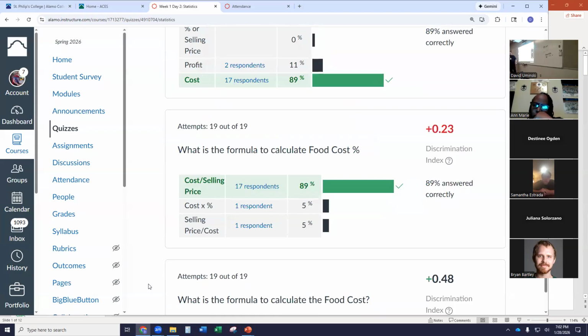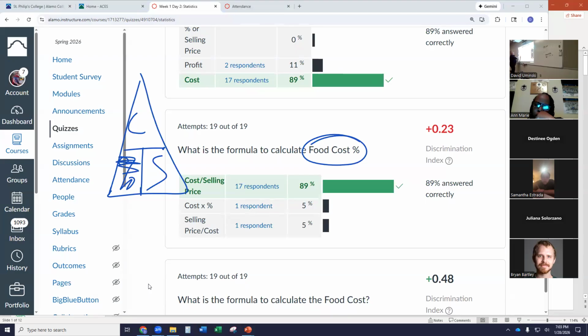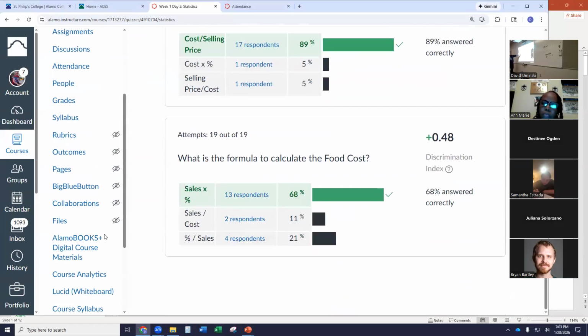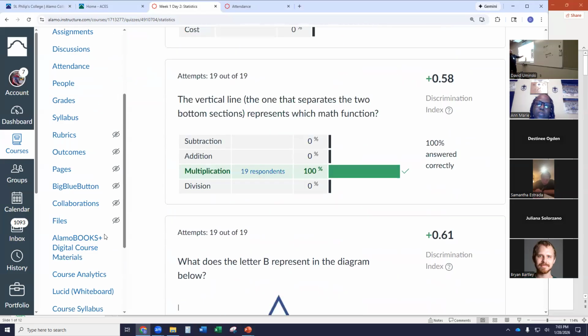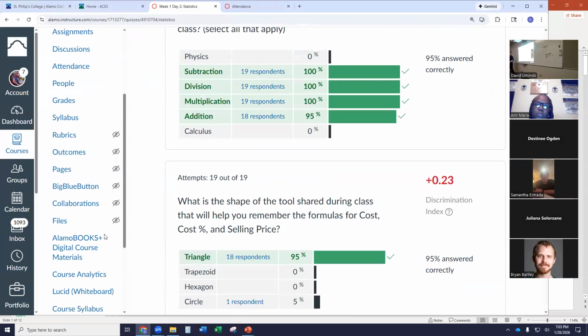If we're looking for the percentage, we have our triangle: cost, percent, sales. If we are looking for food cost percentage, we cover that up, and what's left over is cost divided by the selling price. And the same thing, if we're looking for our food cost, we cover up the top portion, and what's left is the sales times percentage. All right. Questions, comments, concerns about this? No, sir. Awesome.